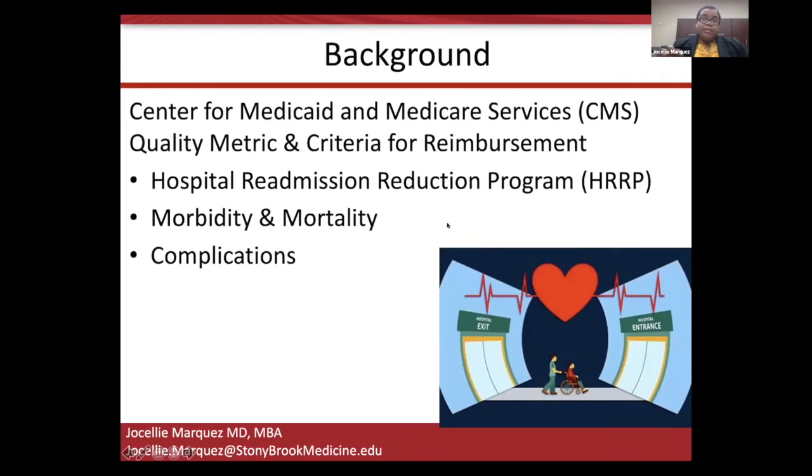The implementation of the Affordable Care Act has significantly increased the number of enrollees in federally funded insurance, government payer insurance programs. The Centers for Medicare and Medicaid Services, however, have many quality metrics and criteria for reimbursements for providers. Some of these programs include the hospital readmission reduction program, outcomes related to morbidity and mortality, as well as complications.